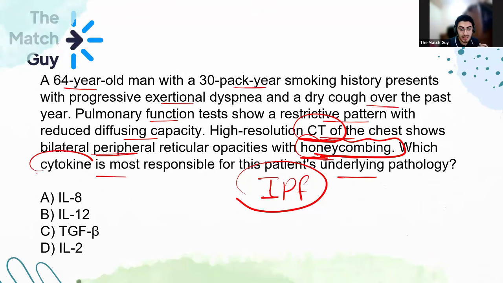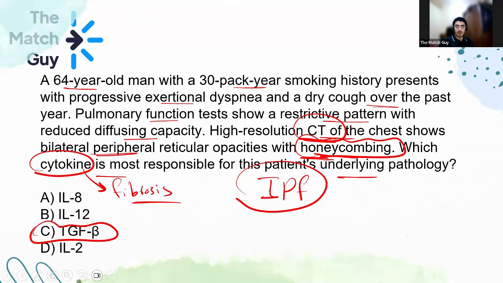And what cytokine can mediate the fibrosis? The TGF-beta. So if he gives you whatever pathology and the pathophysiology of this pathology is fibrosis, the mediator for this fibrosis is the TGF-beta. Okay, guys?